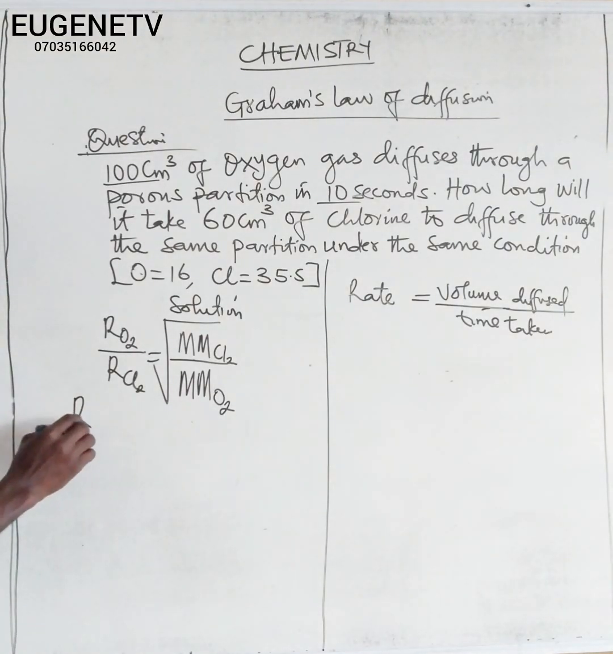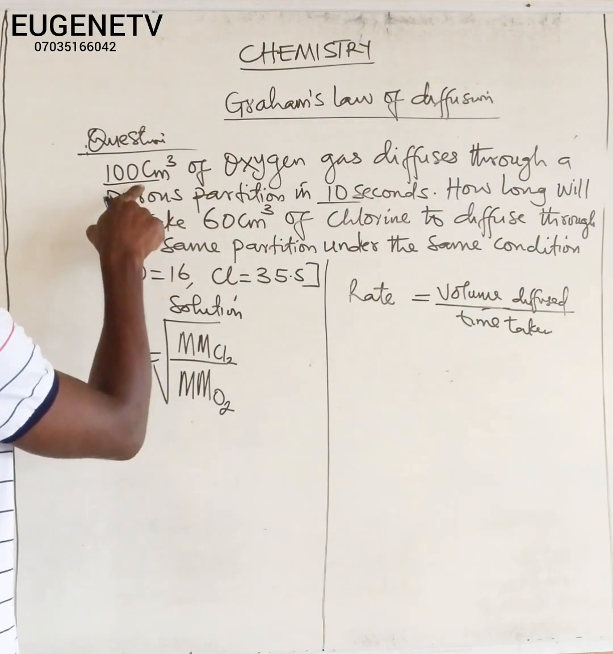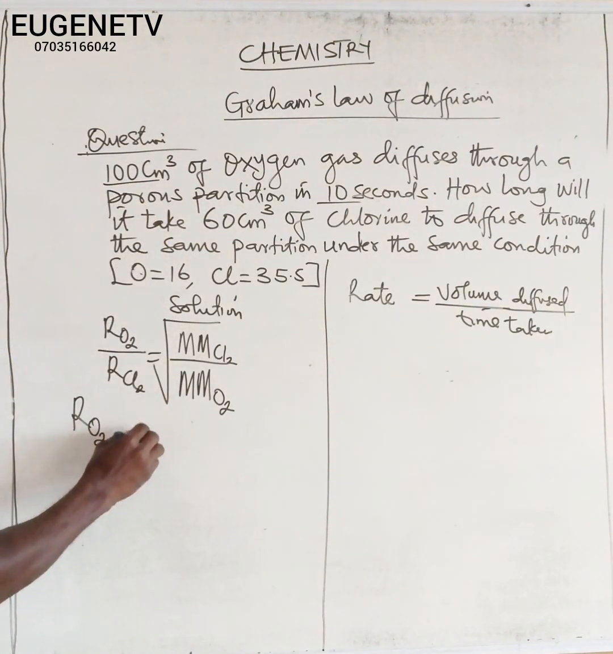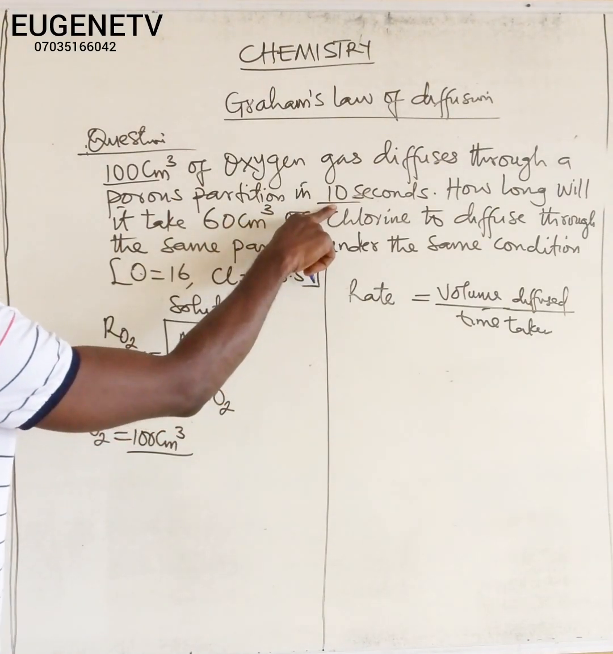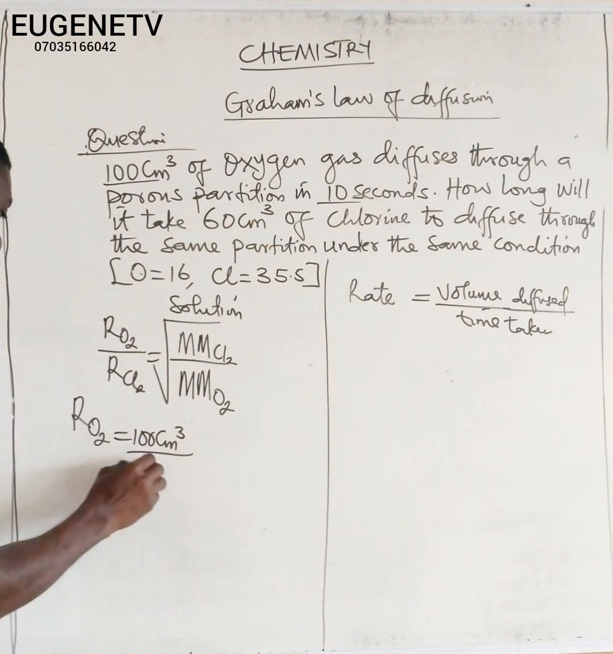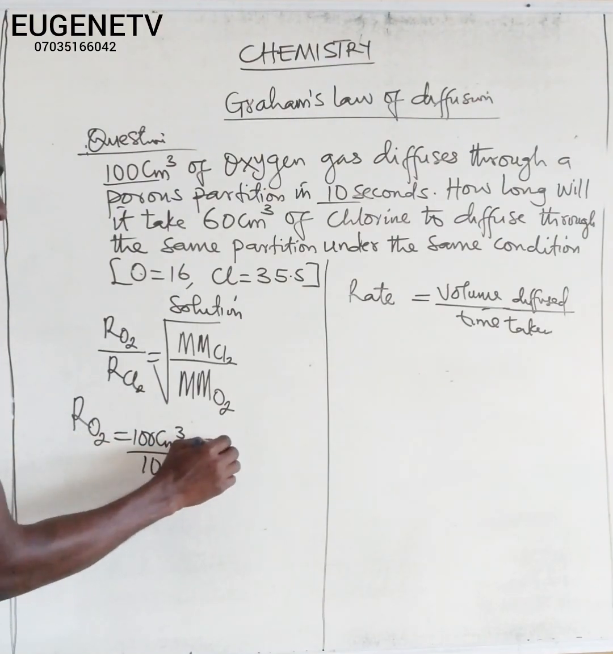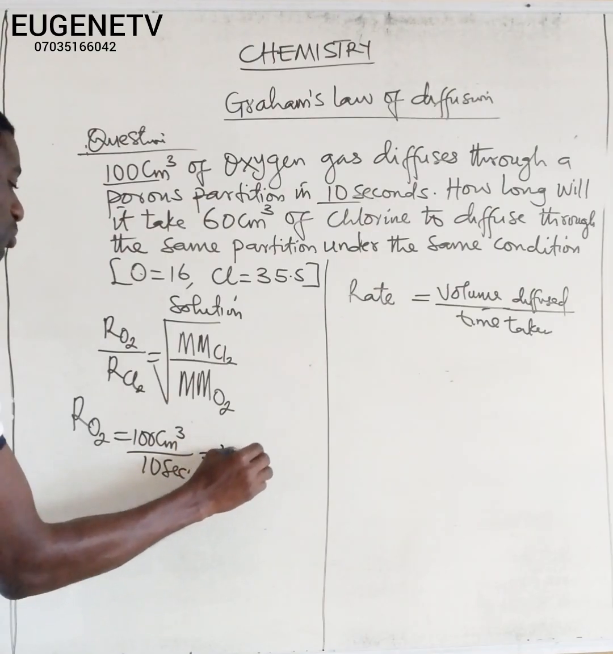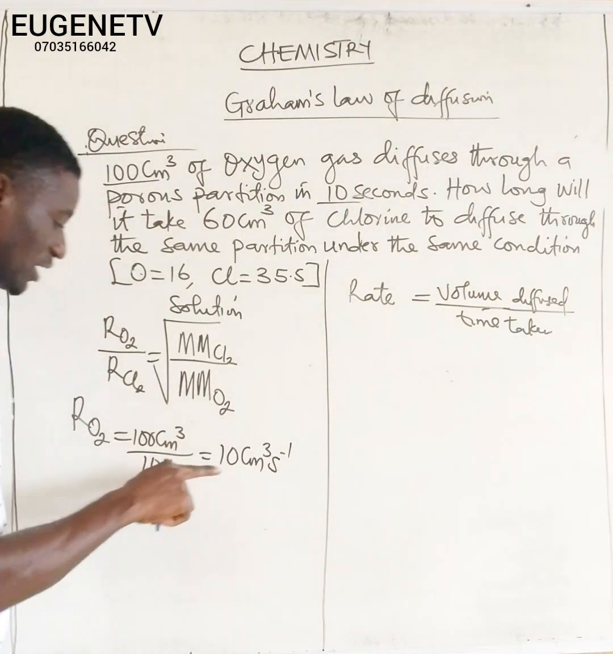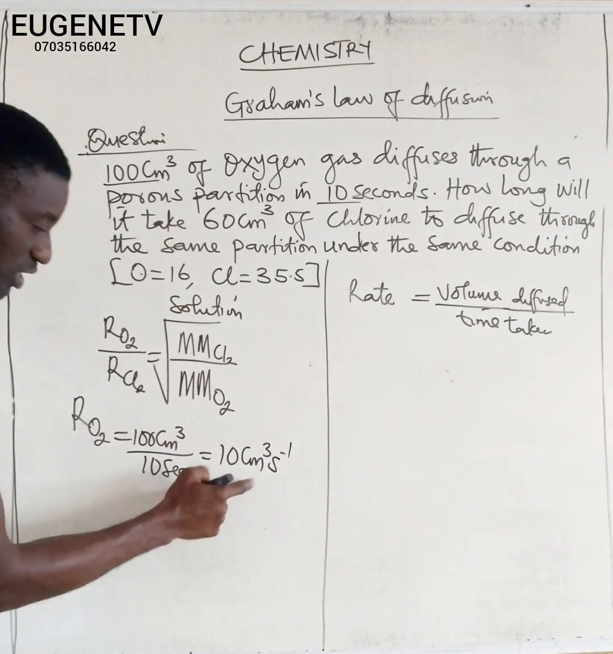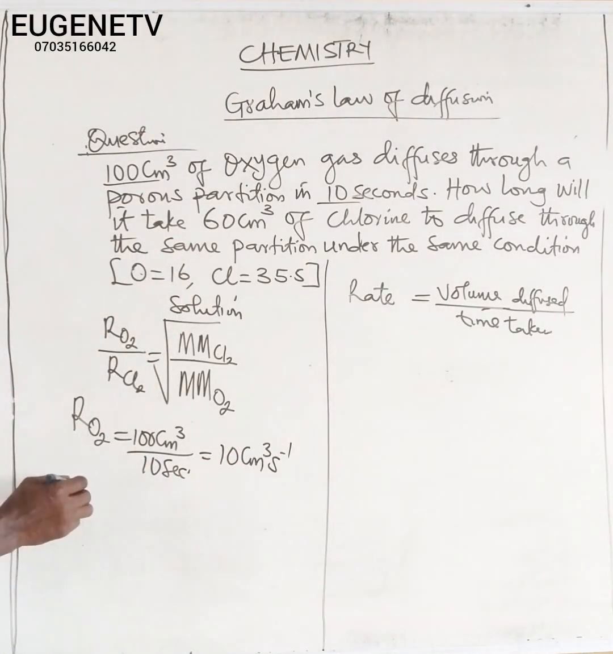Alright, so we go this way. Let us look at the rate of diffusion of oxygen gas. The volume of oxygen gas given was 100 cm³, and of course, the time it takes for oxygen gas to diffuse, according to the question, is 10 seconds. So when we divide 100 cm³ by 10 seconds, we are going to obtain 10 cm³ per second. This simply means that in every second, 10 cm³ of the gas will diffuse. So this is the rate of diffusion of oxygen gas. Okay, let us go down.